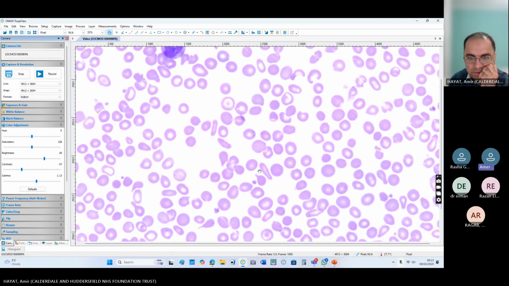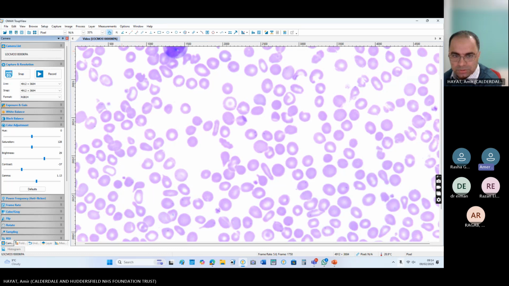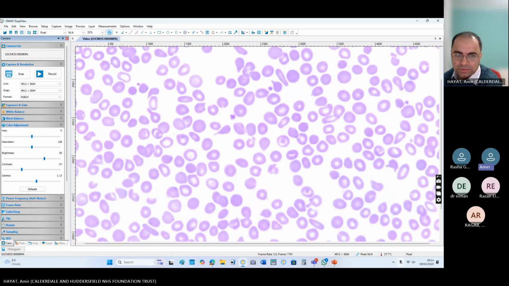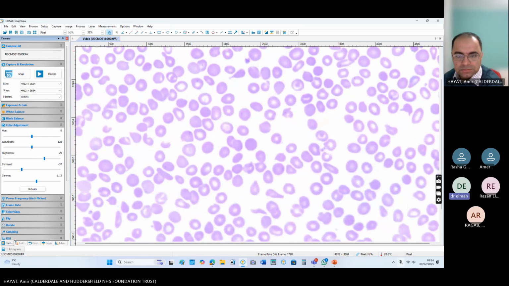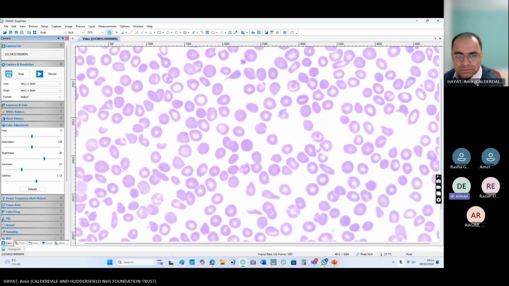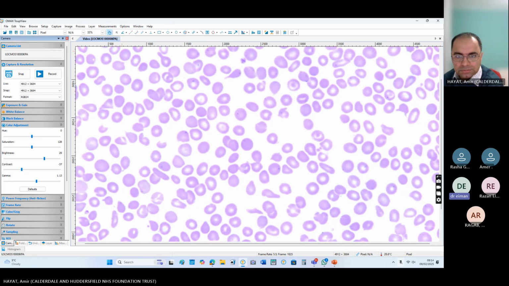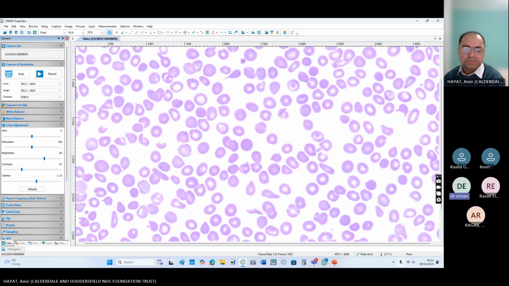And these cells, teardrop cells. Right. So this is not the complete report. You have to complete your report. Platelets look adequate, and white blood cells also look normal and adequate in number. No increase in white blood cells.